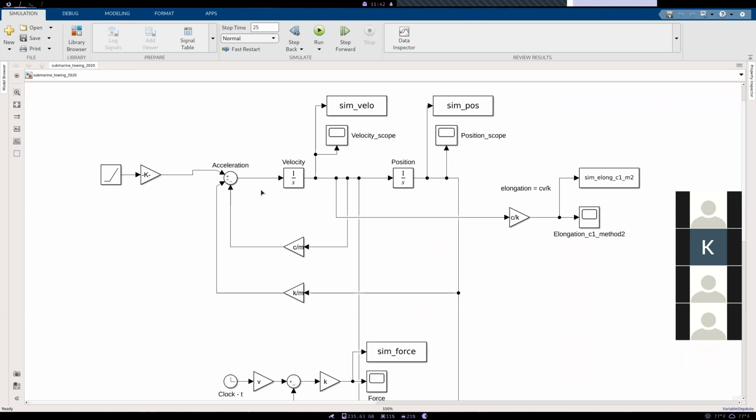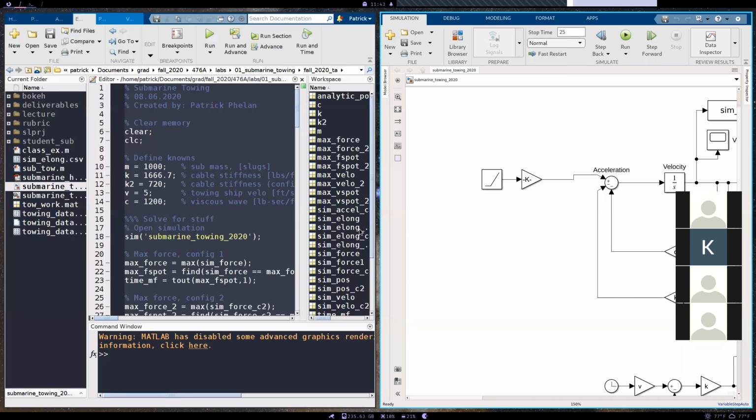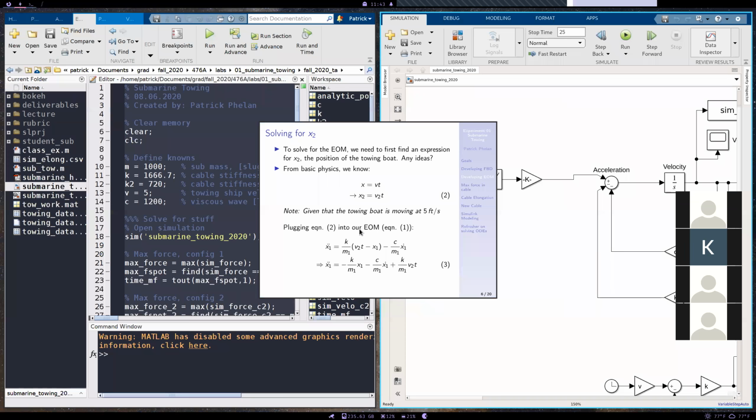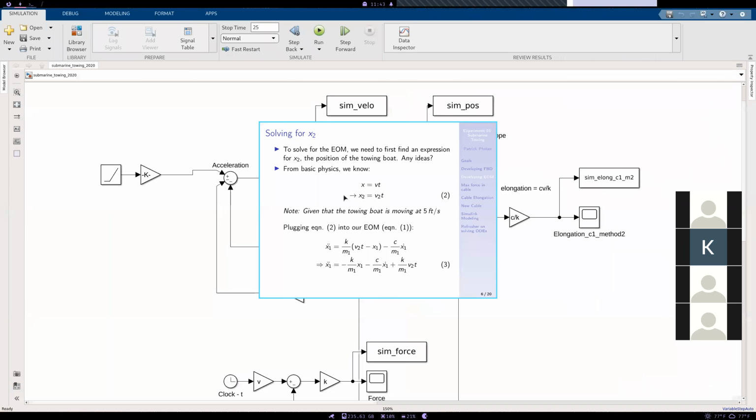Okay, so just to refresh you if you need it, we have basically x double dot is equal to, let's actually pull this up again. It'll maybe make a bit more sense.